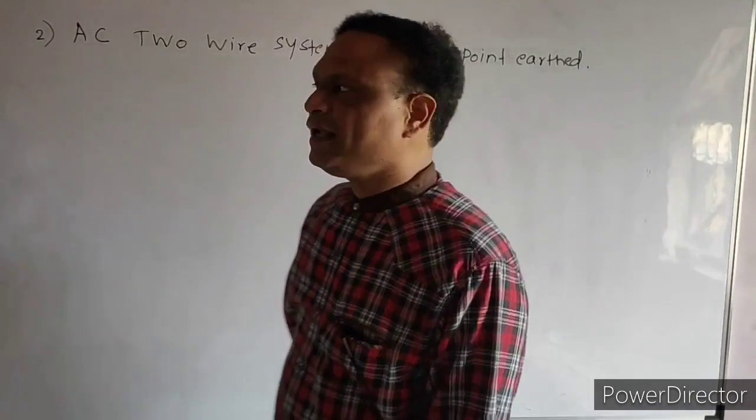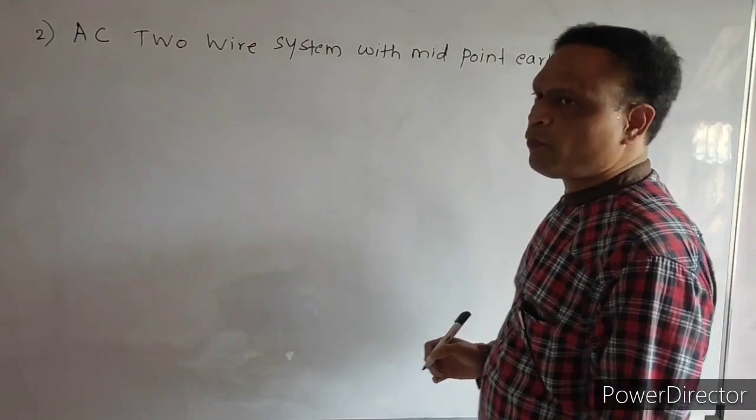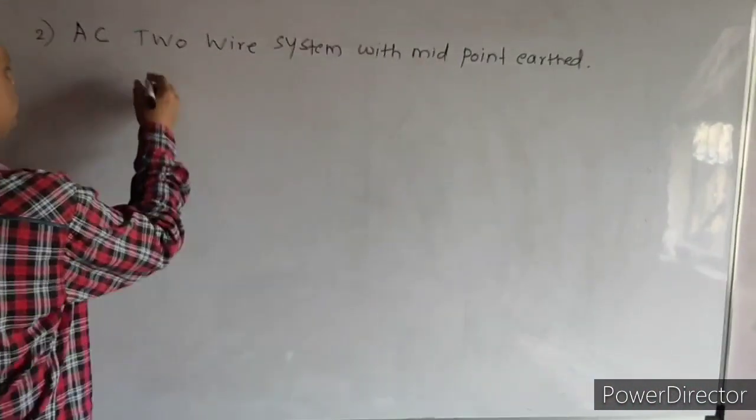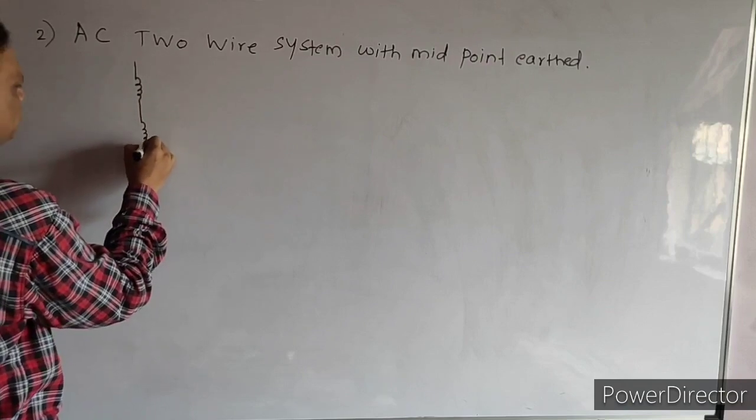Now we'll see the second derivation, that is AC two wire system with midpoint earth. So it is an AC two wire system. Let us say this is the first conductor, and this is the second.